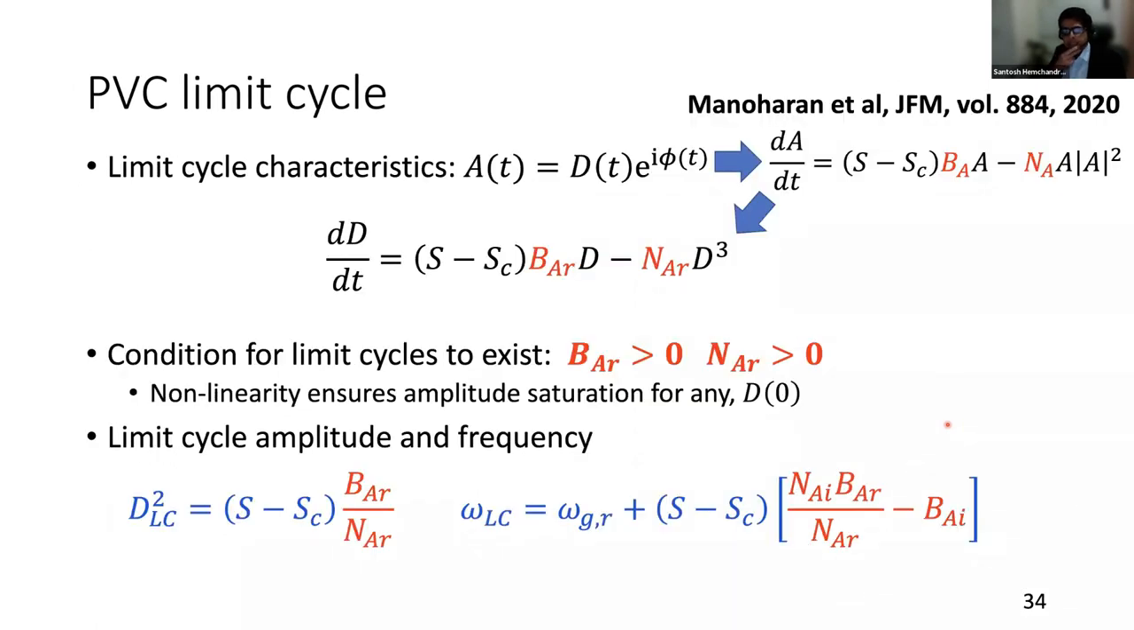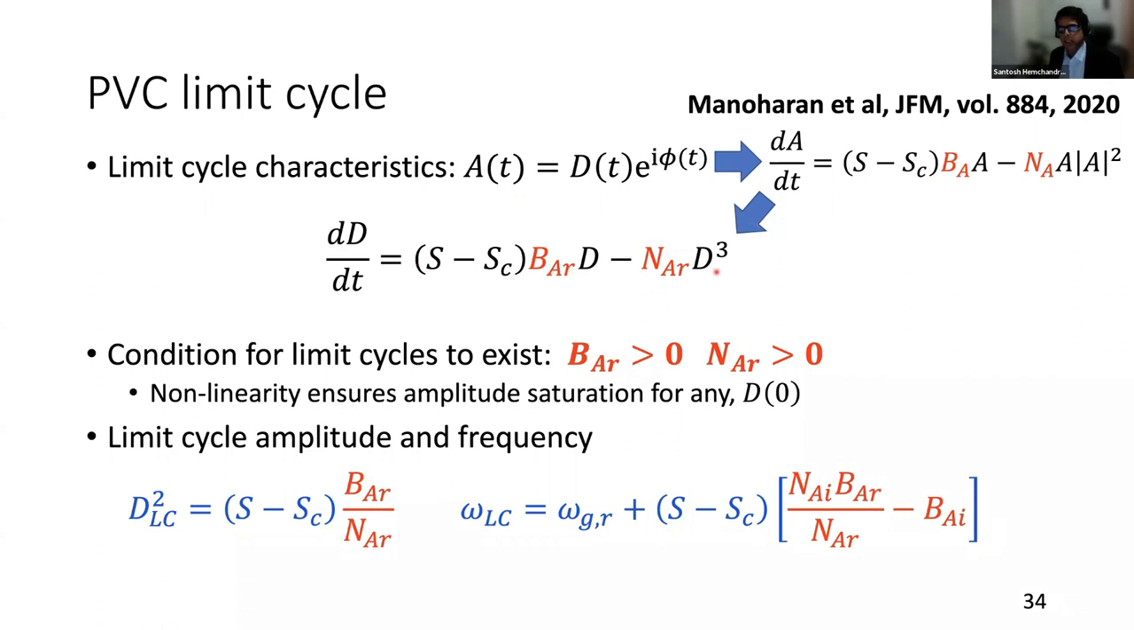Then the next question is, is this a stable limit cycle? And that tells you whether the bifurcation is what we think it is. And that can be determined by first writing down an equation for the amplitude of the PVC, which looks like this.